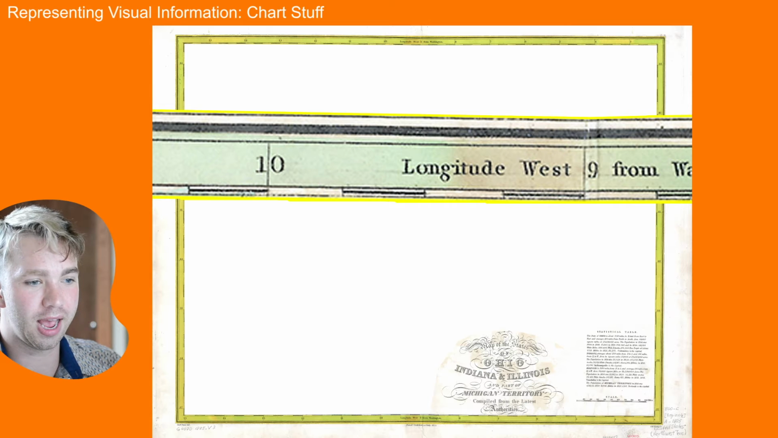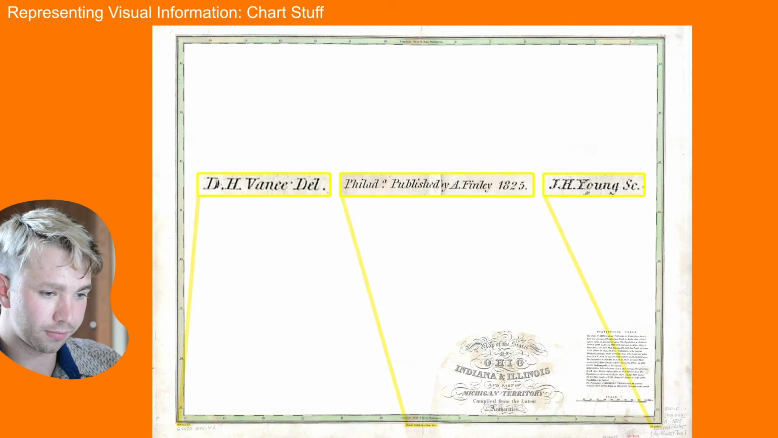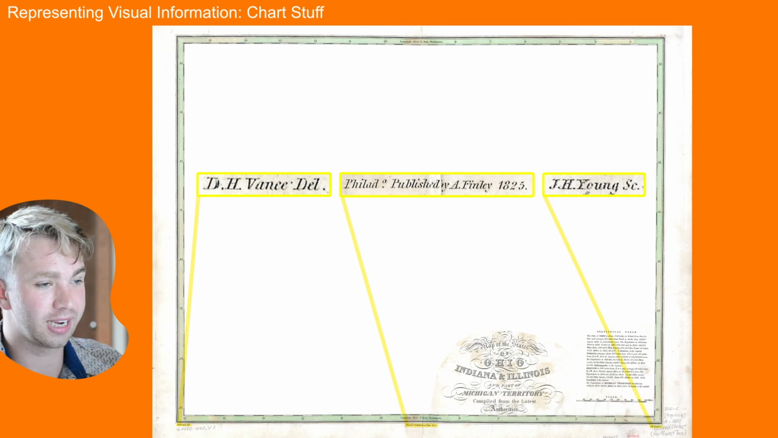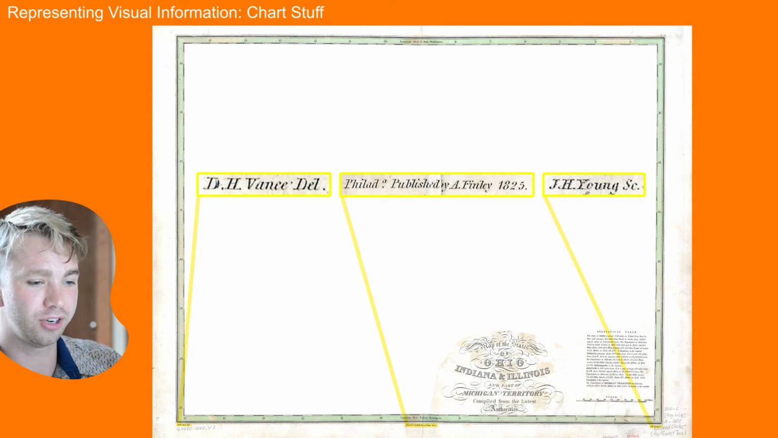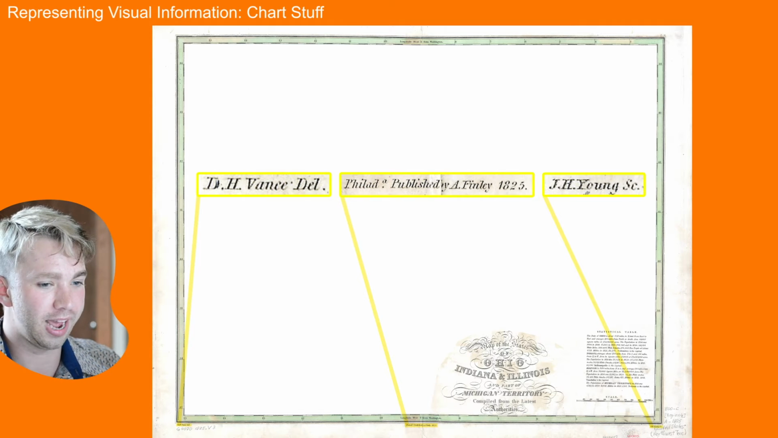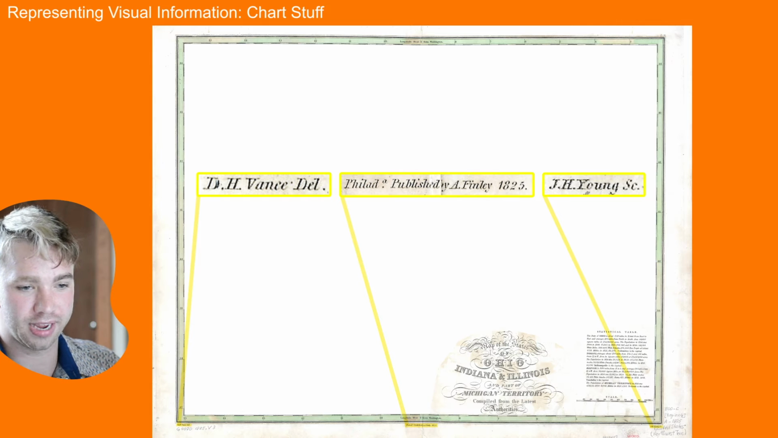The next element of chart stuff are these supporting text down here, and they're really, really tiny, so I had to zoom them in. I believe they are authors on the left and right side, and then in the middle they have the publishing company and when this map was published. So we can see published by something A. Finley, 1825. So that's also really important in understanding where this document is coming from, who created it, who's publishing it, what day it's from. This is all really important information to have in your graphic designs.